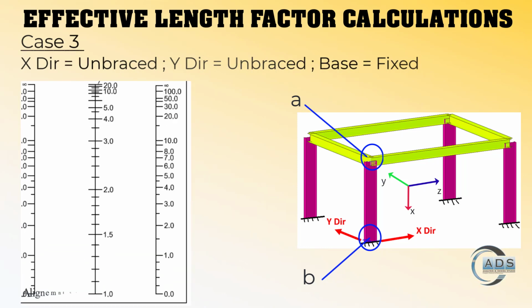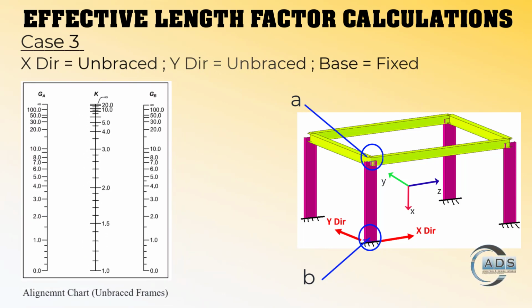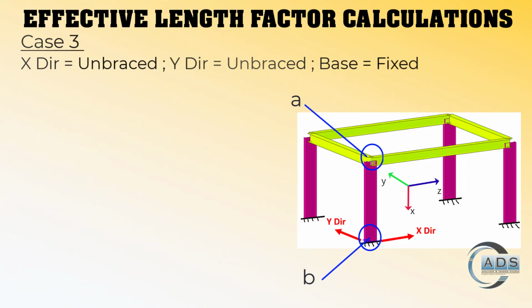Now let's go to the alignment chart. Since the frame is unbraced, we have to look into the alignment chart for unbraced frames. Mark GA and GB and join the points by a line. The intersecting K value is 1.5 and hence KY is 1.5. Now let's find out KZ.